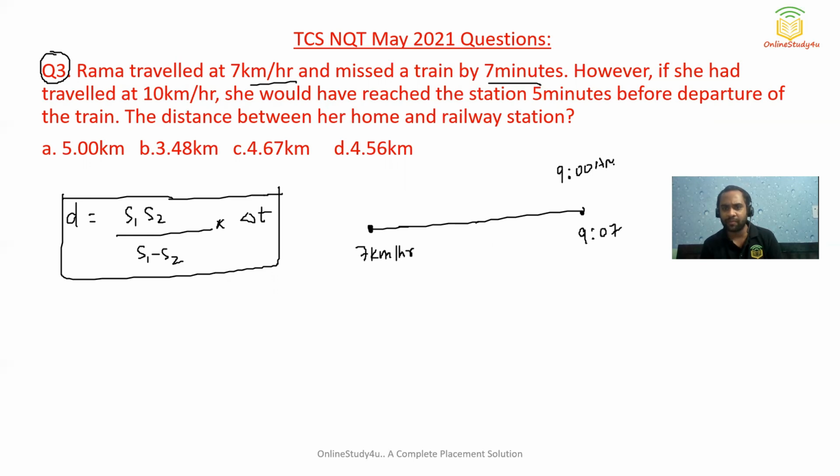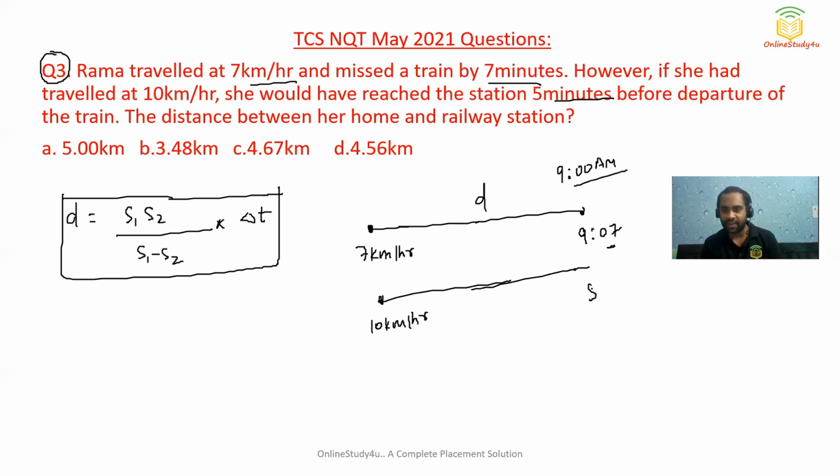Sir, why are you taking 9 a.m.? Bhaiya, you take 12 a.m., 5 a.m., whatever you want, that doesn't matter. I just wanted to tell you here. So Rama was 7 minutes late. However, if she traveled at 10 km per hour, she would have reached the station 5 minutes before.